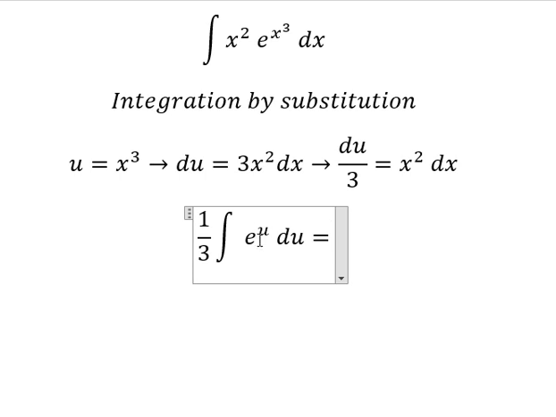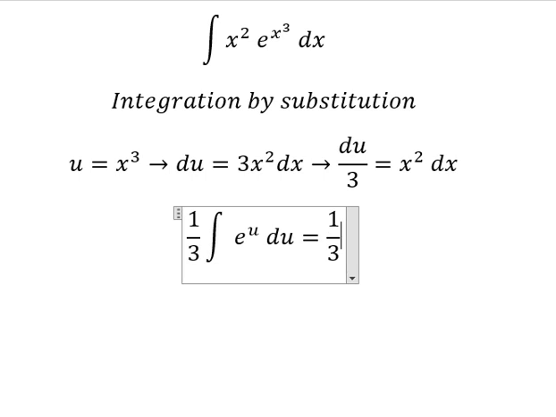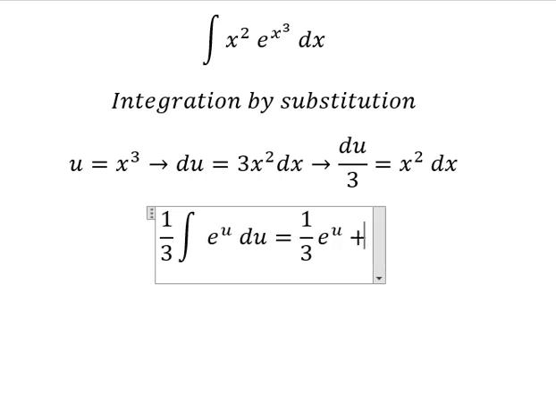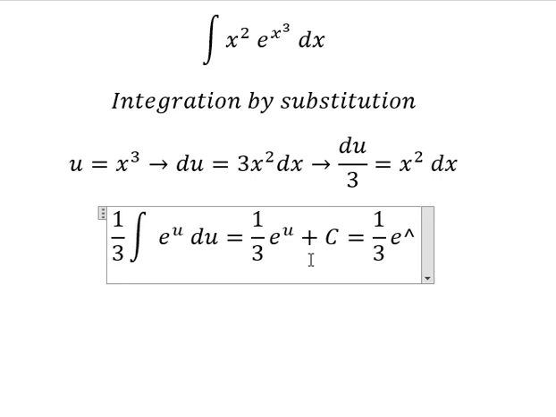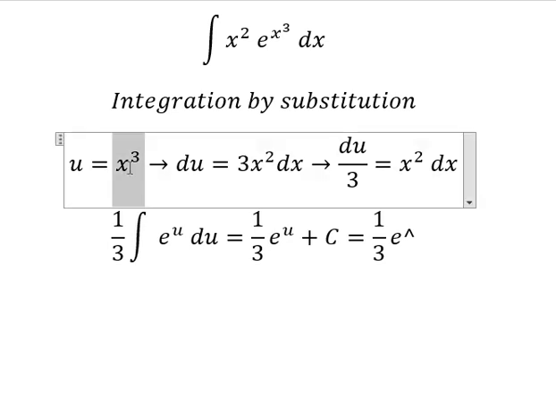The integration of e to the power of e to the power of u, you get 1 over 3 e to the power of u, and we put c. For u, that is this one.